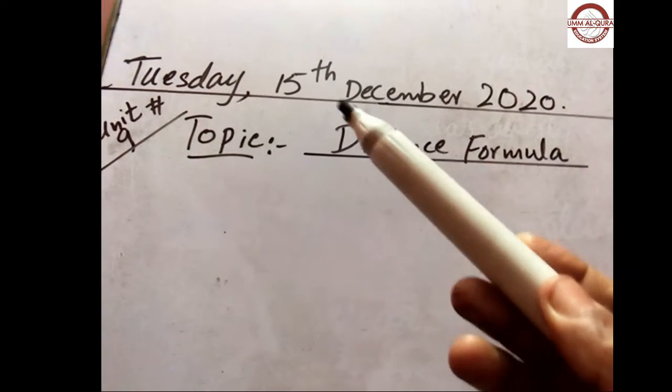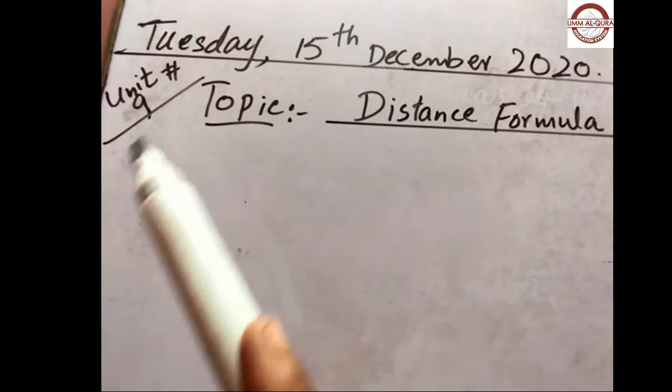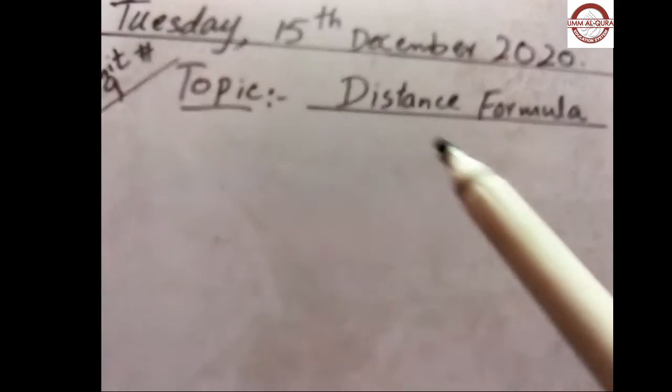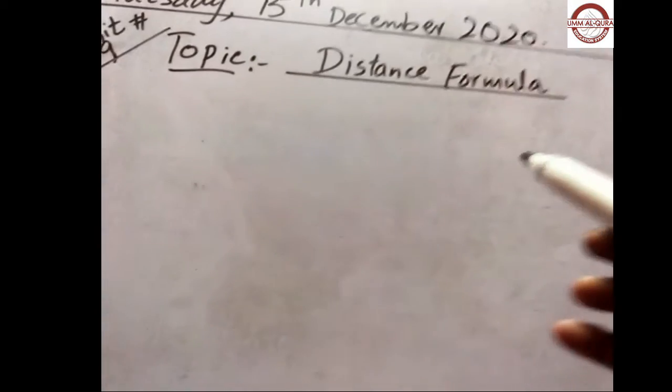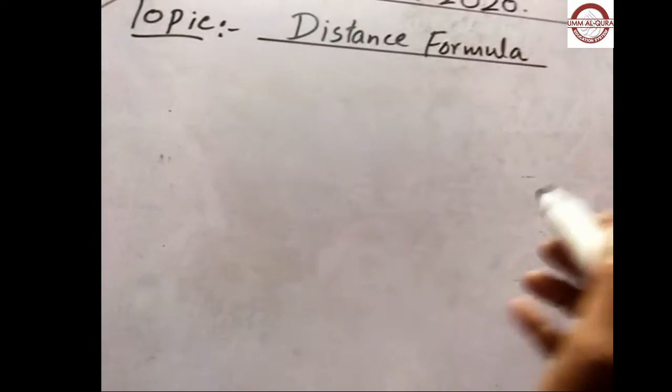Today is Tuesday, 15th December 2020, unit number 9. Topic is distance formula. Distance formula means the formula for finding the distance between 2 points.